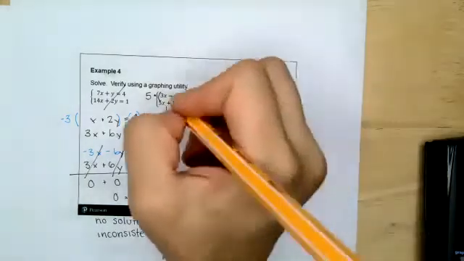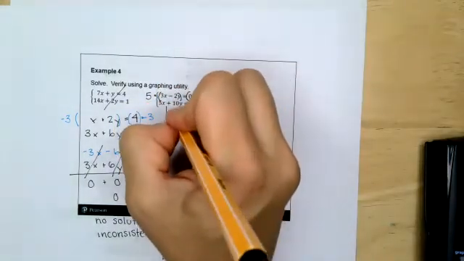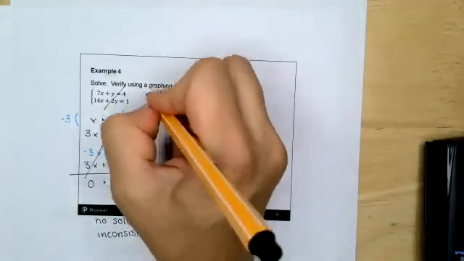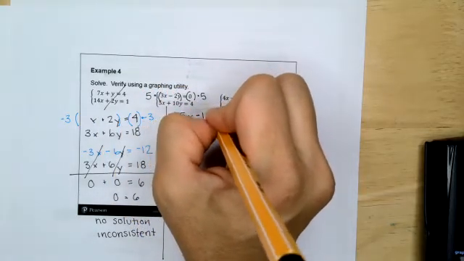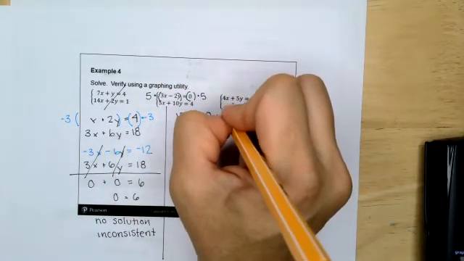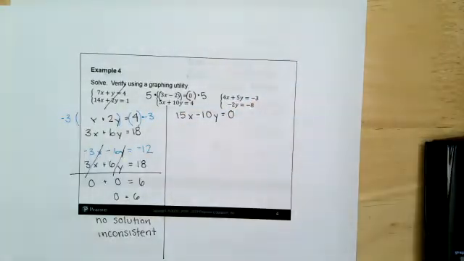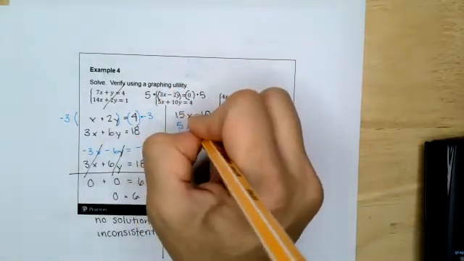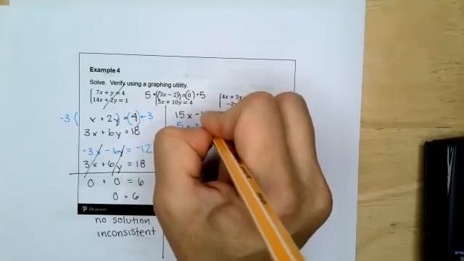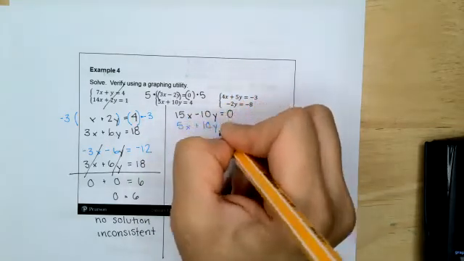All right. So 3 times 5 becomes 15x. Negative 2 by 5 becomes negative 10y. But 0 times 5 is just 0. That second one was 5x plus 10y equals 4.